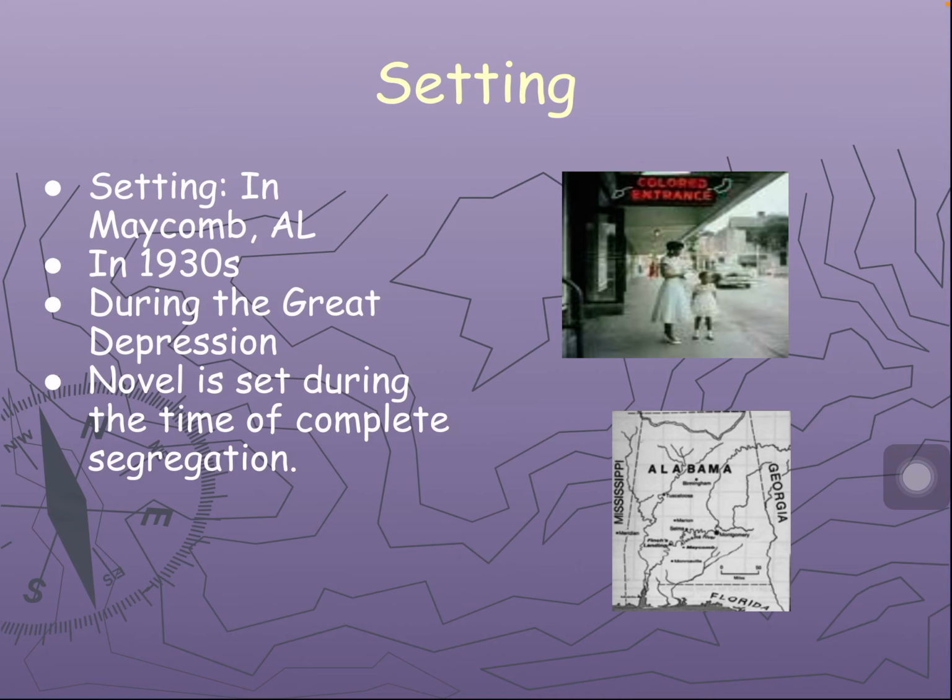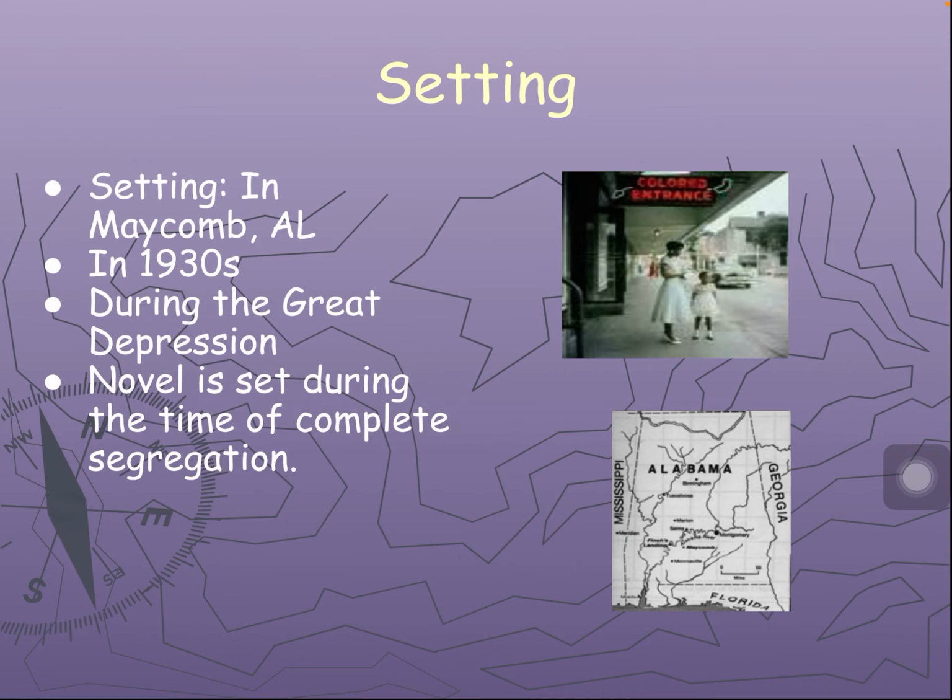So To Kill a Mockingbird is set in a small town called Maycomb, Alabama. So this is a fictional town. It's not a real town, but it is based off of the town that our author grew up in, Monroeville. The book is set in the 1930s, so during the Great Depression. This would have been the time that our author grew up as a child, so she knows this time well, and it's what inspired her to write this book.